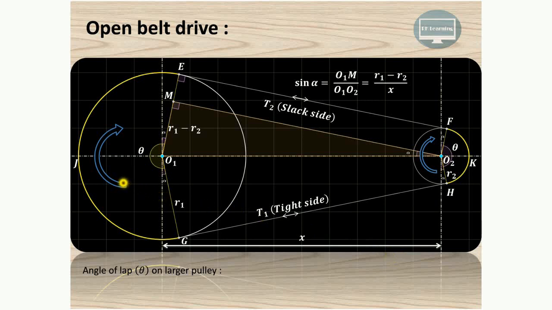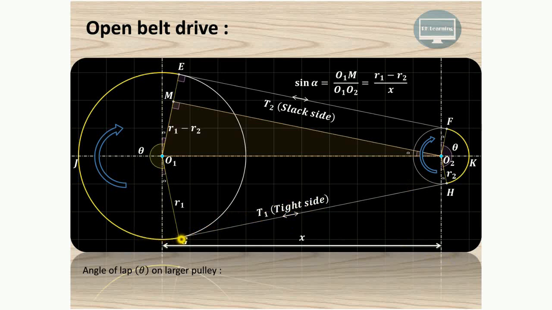In this particular case, when this driver pulley rotates in clockwise direction, the driven pulley also rotates in the clockwise direction. Now the power is transmitted from this driver pulley to the driven pulley due to the firm frictional grip between the belt and the pulley.